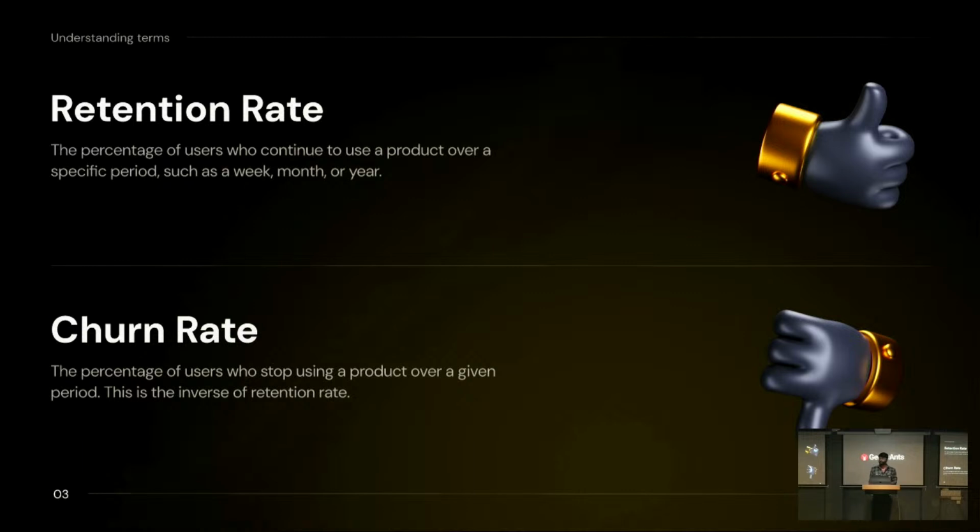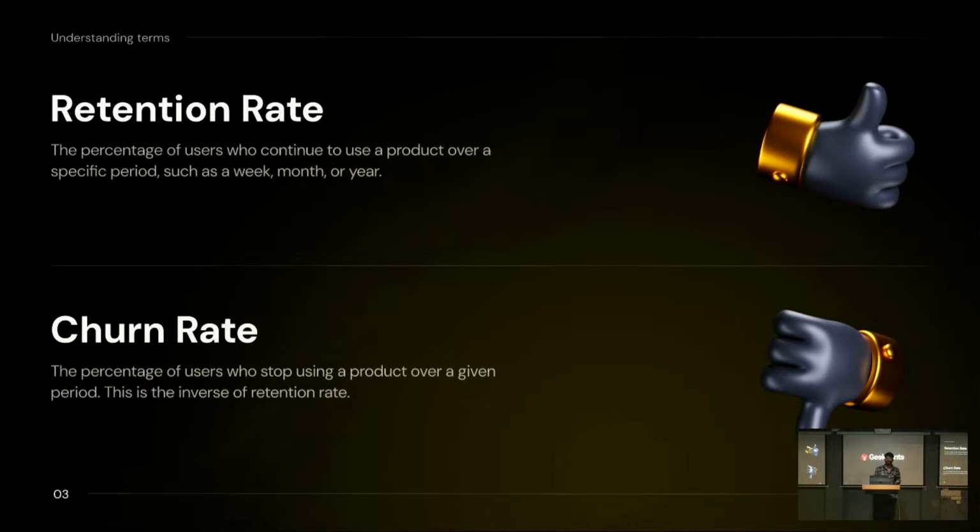What does that mean? Let's say you own an e-commerce application, and a lot of users are on the application. Let's say at the start of September, you had about 100 users. Let's simplify it. You had about 100 users, and at the end of, let's say, 30 days, the end of September, you see only 30 people are actually using the platform. That means your retention rate is about 30%.